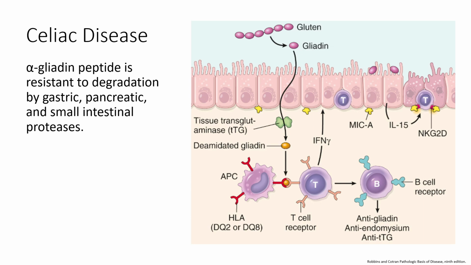And these antigen-presenting cells will activate the CD4 positive T cells to produce cytokines that will activate the immune system and result in destruction of the small intestinal mucosa.